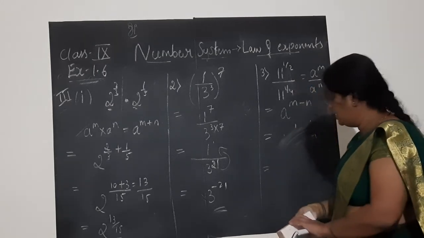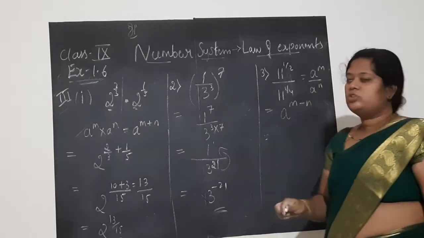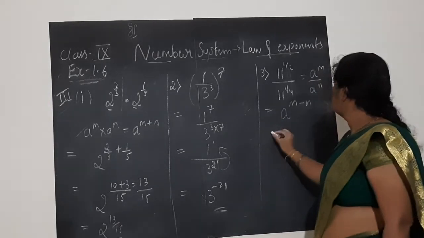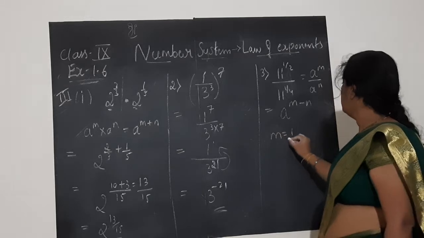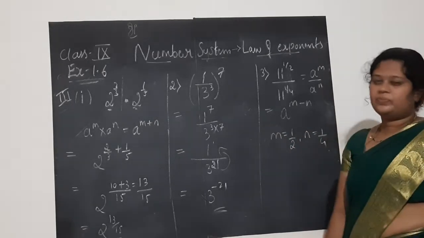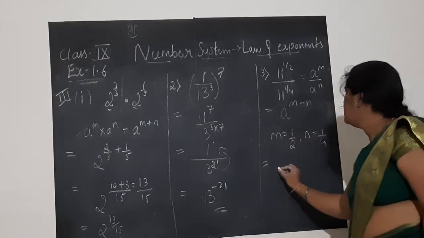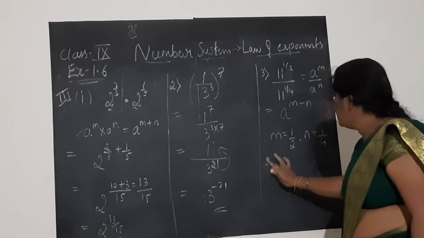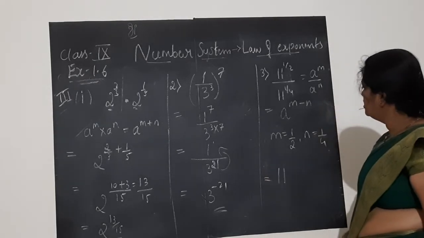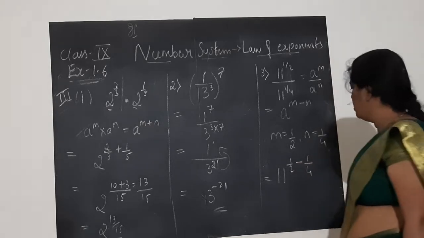If you want, I can write one more step for you if at all it is confusing. Here I don't get your response now. Yes ma'am, no ma'am. So it is difficult for me. M is half, n is 1 by 4. So now I should write this in the form of a power m minus n and my a value is 11. Correct? M is half, 1 by 2 minus 1 by 4.